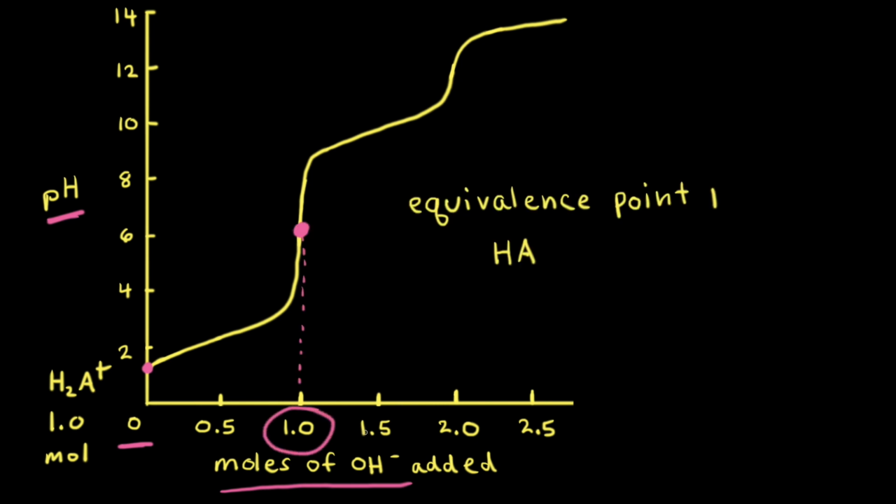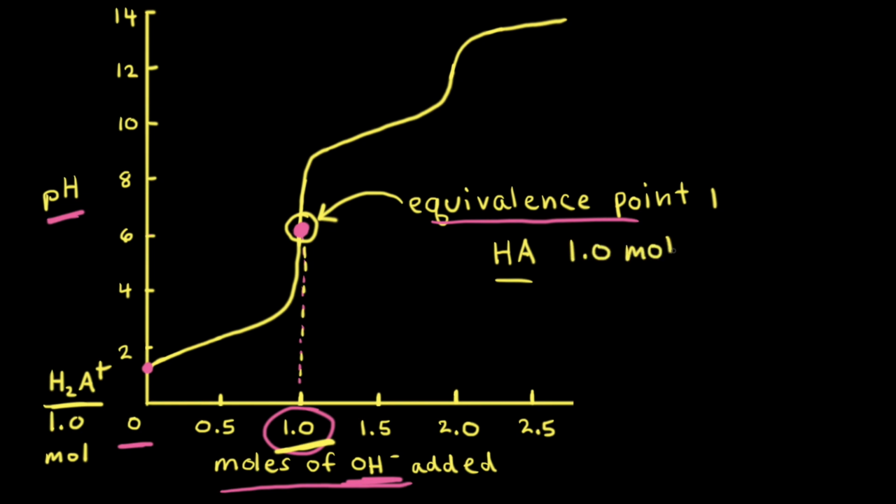So after 1 mole of hydroxide anions has been added, that brings us to equivalence point 1. So we go to 1 mole of hydroxide anions on the x-axis, and we go up to where that intersects our titration curve, and this point on our titration curve is equivalence point 1. At equivalence point 1, all of the H2A+ has been converted into HA. So now we have 1 mole of HA present.